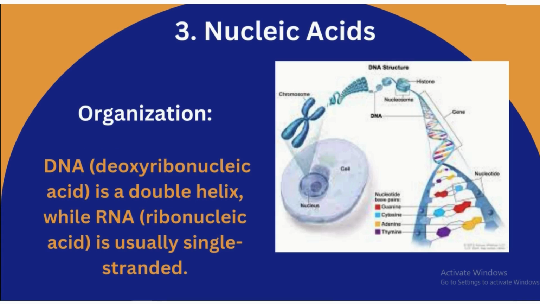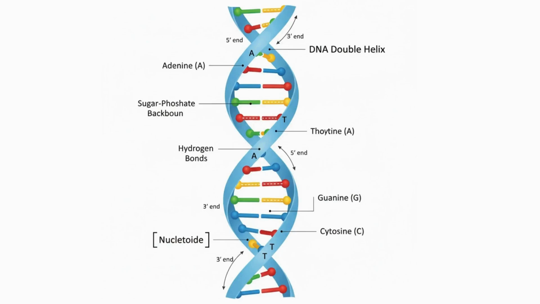So how does the organization take place? For example, DNA, deoxyribonucleic acid, is a double helical structure, while RNA, which is ribonucleic acid, is usually a single strand. All the nucleotides combine with each other and make the organization of the nucleic acid, which is called DNA and RNA. This is the general structure of DNA, where the two strands are coiled around each other.